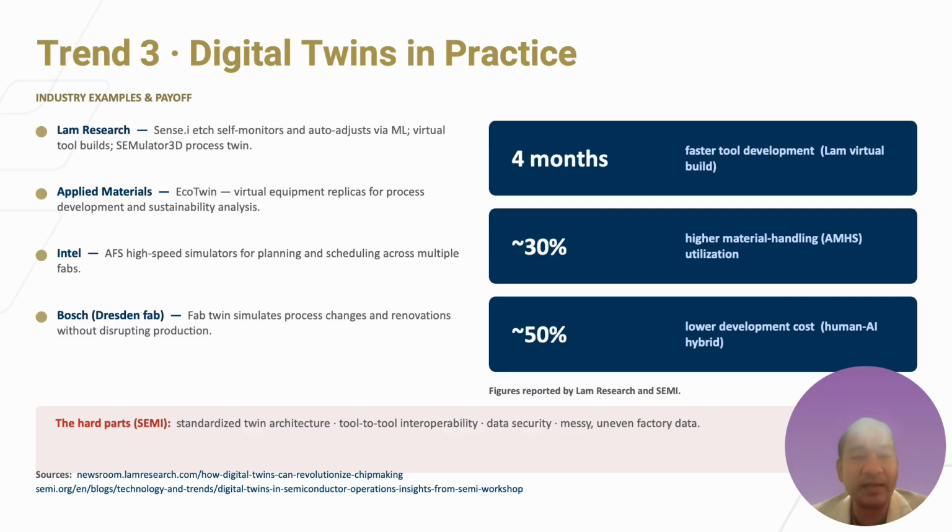Intel reports using high-speed simulators to help plan and schedule across multiple fabs. Bosch has described a fab-level twin it can use to test changes before making them on the real line. The payoffs they report include cutting months of tool development and large gains in efficiency. The hard parts, honestly, are getting all these systems to talk to each other, keeping the data secure, and dealing with messy factory data.